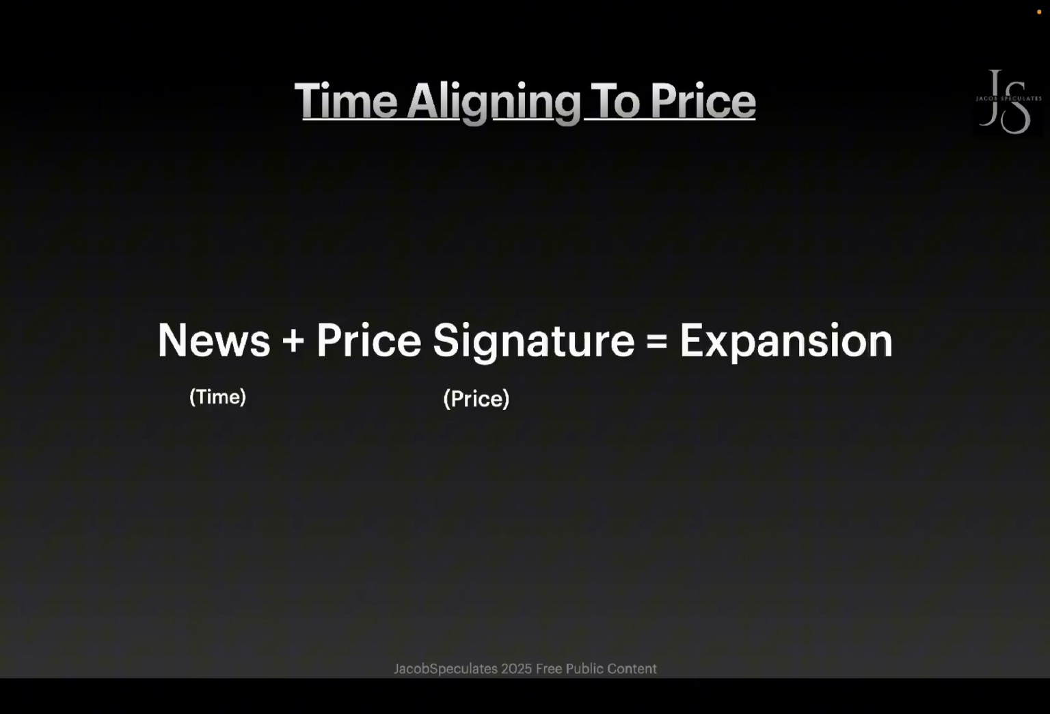So Jacob, what is a price signature? The simplest way I can put it is just a crack in correlation. So if you have news release on a particular day, and then at the same time news releases, you have a crack in correlation, typically that is what creates your expansions. That is time aligning to price. You can't have one without the other. You can have a crack in correlation without news, but it'll be low probability. You can have news without a crack in correlation, but it'll be unpredictable. Once you blend the two together, that is whenever you get the magic you are looking for.